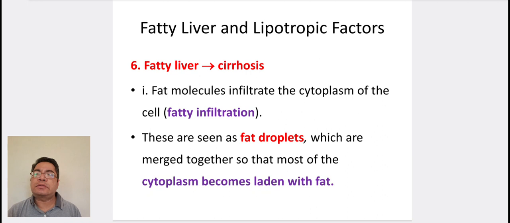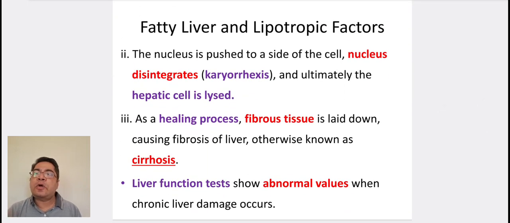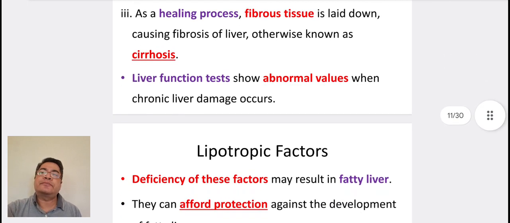Sixth important cause is cirrhosis. Fat molecules infiltrate the cytoplasm of the cell, that is, fatty infiltration occurs. These are seen as fat droplets, which merge together so that most of the cytoplasm becomes laden with fat. The nucleus is pushed to a side of the cell. Nucleus disintegrates, that is, karyorrhexis occurs, and ultimately the hepatic cell is lysed. As the healing process, fibrous tissue is laid down, causing fibrosis of liver, otherwise known as cirrhosis of liver. Liver function tests show abnormal values when chronic liver damage occurs.